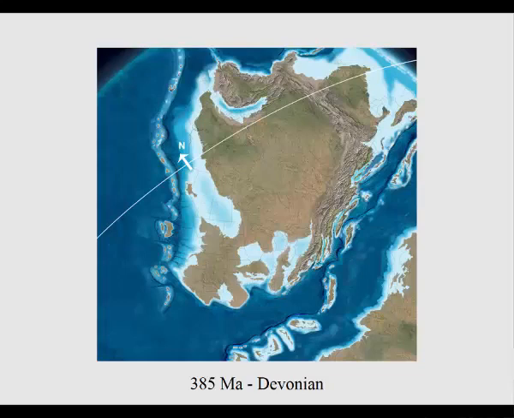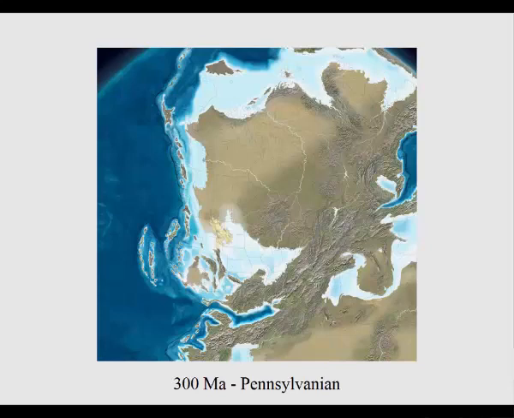Then you can see that the continent of North America is rotating up and starting to cross the equator. And this island chain to the west of North America is coming closer to North America, likely as the oceanic material in between the islands and the continent is subducting. 385 million years ago, 330 million years ago, you can see that, again, these islands to the west of North America are starting to join up with and add on to the western part of North America.